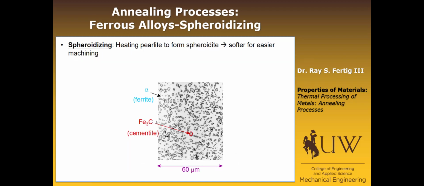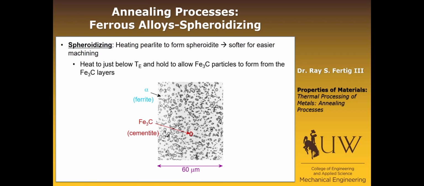The last annealing process that we want to be familiar with is what's called spheroidizing, and we've talked about it before. It's just heating perlite to form spheroidite, and remember, the driving force for that is a reduction in surface area between the cementite and the alpha ferrite. The reason that we do it is because spheroidite typically is softer even than coarse perlite, and so sometimes it's not sufficient to go to a full anneal and create coarse perlite. We need to actually create spheroidite so that it's soft enough to do the machining that we want to do.